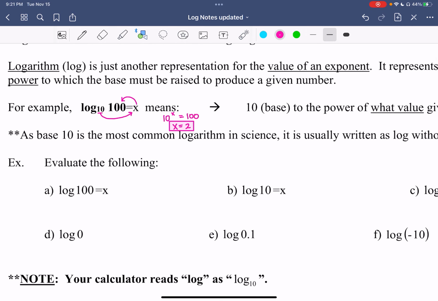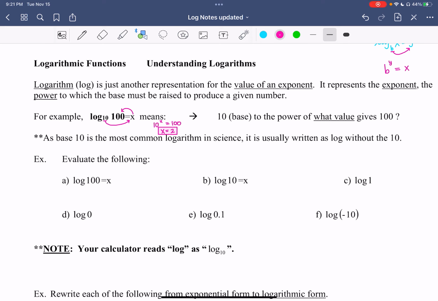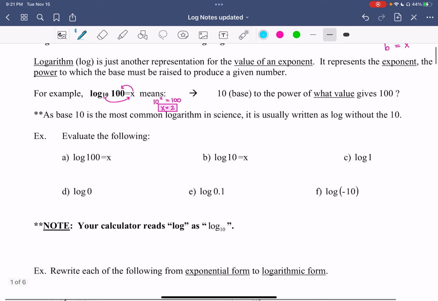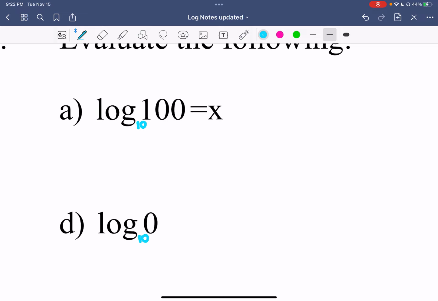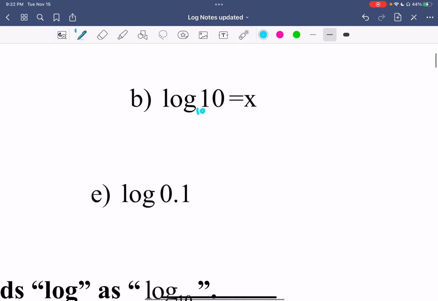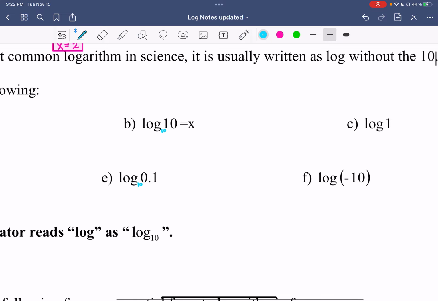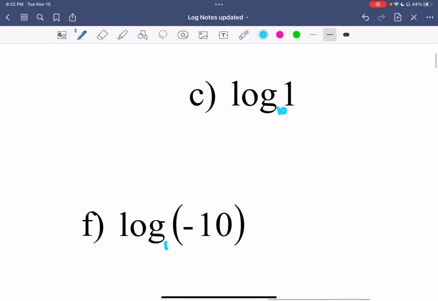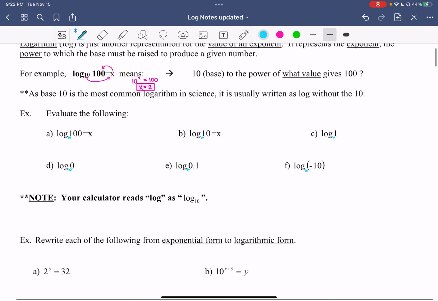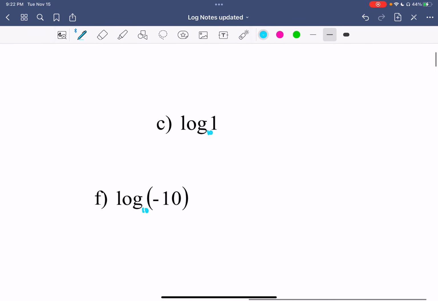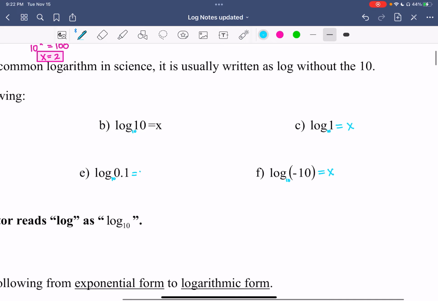Base 10 is the most common logarithm in science and is usually written as log without the 10. So if your logarithm is ever missing the base, you need to assume that it is there, it's just not written, and that the base is 10. We can see that in the following 6 examples. They don't have a base, so you can go ahead and write a little base of 10 for all of them, and they will all be base 10. Another thing that some of these problems are missing is the equals x, so I'm going to add that so that we know what we are solving for.